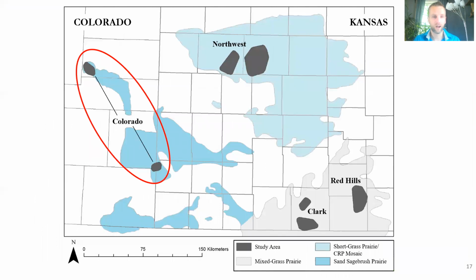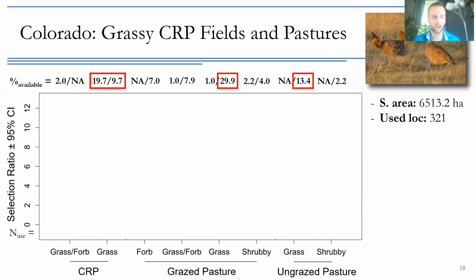All right, so I'll go from west to east to show the patterns of selection. We'll start with Colorado. The next couple of slides will be similar to this one, so that you can see here on top, we first have the percent available on the landscape. And you can see in Colorado that it mostly consisted of grassy CRP fields, grassy grazed pastures, and grassy ungrazed pastures. So that's what's available.